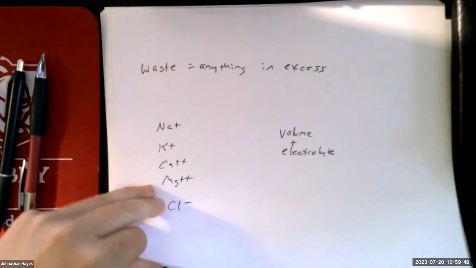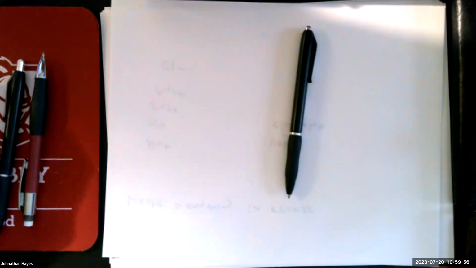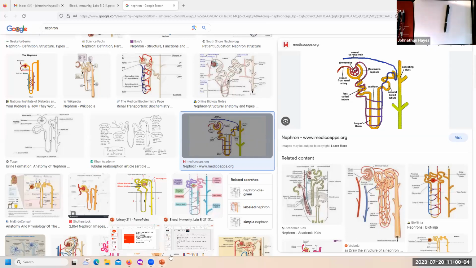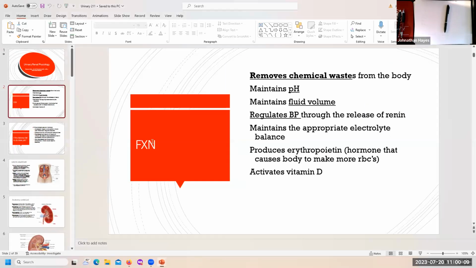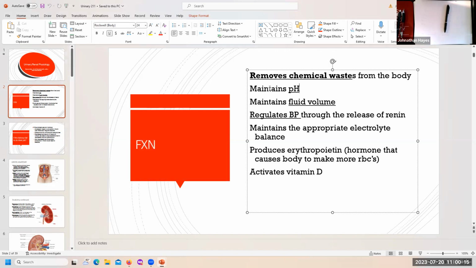When you're trying to maintain pH, pH is another thing that's kind of understood. It's part of the PowerPoint. I didn't put it in our little notes, A, because I forgot, but B, because it's understood as part of electrolyte balance. So one of the functions of the kidneys is that it's going to maintain pH.